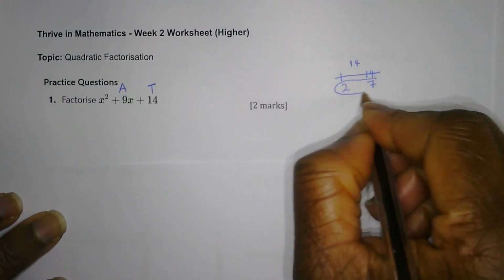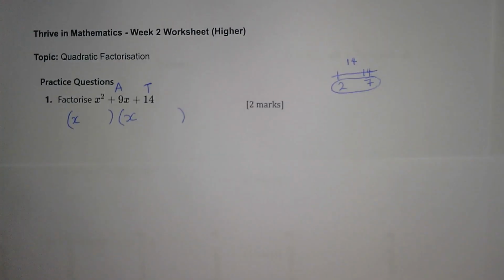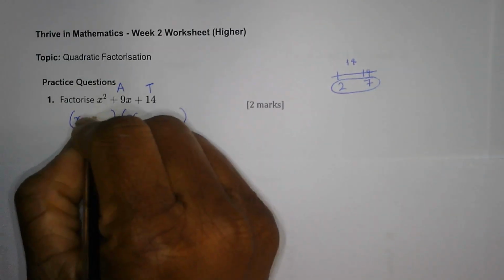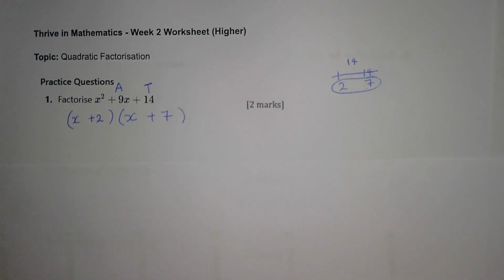So we pick this. You open two sets of brackets. X goes in here and X goes in here. X times X is X squared when you're expanding. Pick the positive 2 and you pick the positive 7. Now you have factorized that quadratic expression.